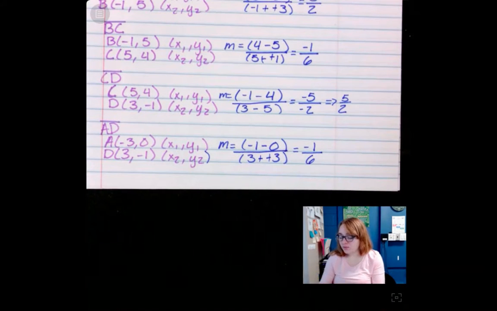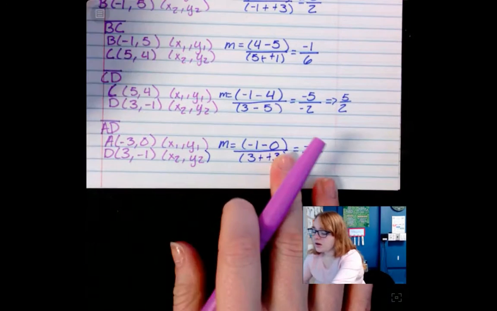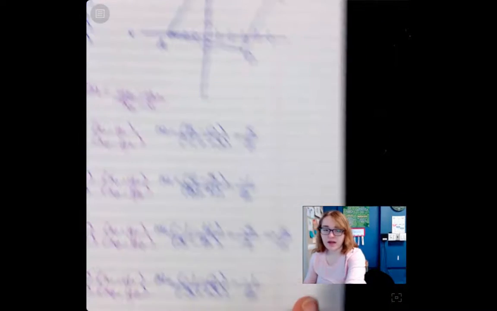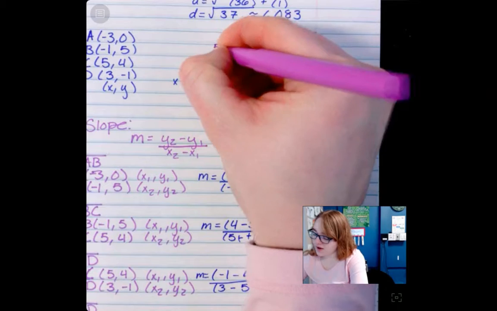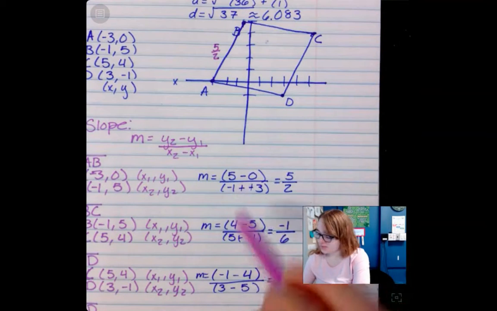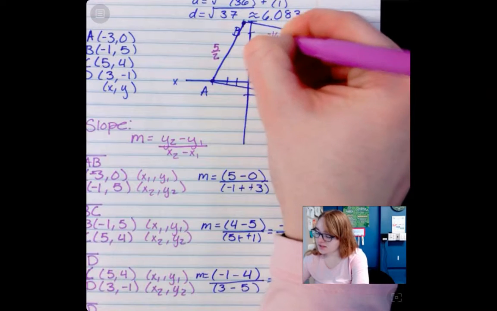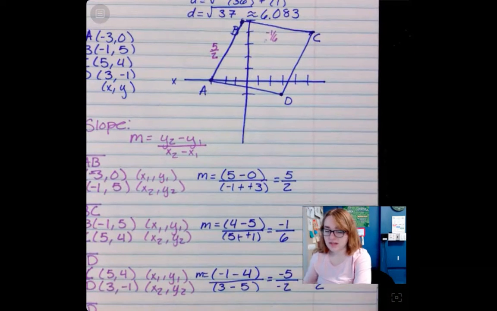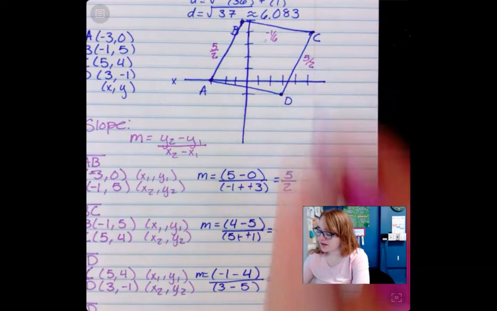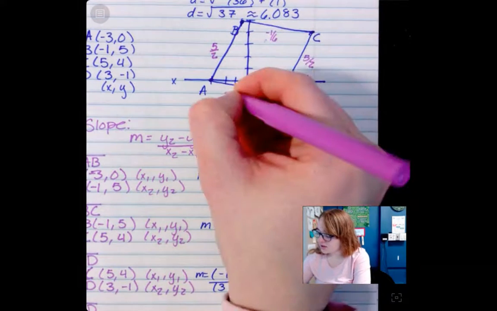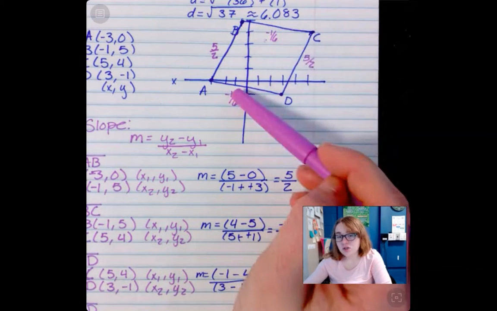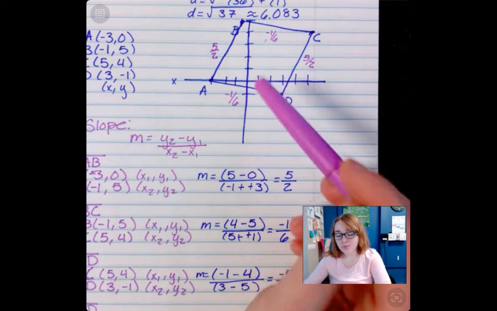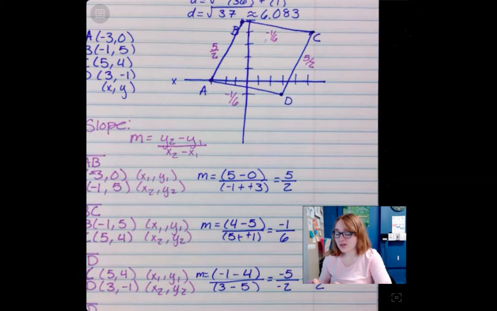So if we go ahead and write the slopes into our diagram here, we found that AB, this first one here, was 5/2. We found that BC is -1/6. We found that CD is also 5/2, and we just found that AD is also -1/6. Since our opposite sides have the same slope, that shows that our opposite sides are parallel, which is one of our super cool rules. So the shape, again, is proved to be a parallelogram.